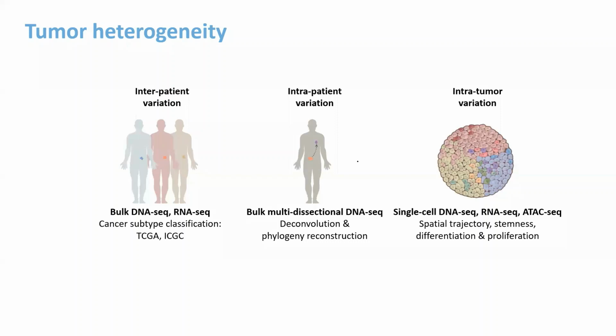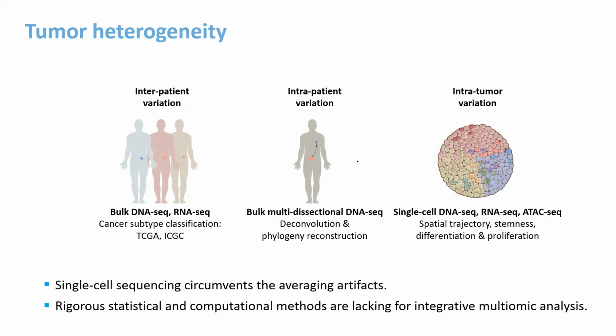Okay. So the bulk tissue sequencing, we pool millions of cells together, and then literally we just read out a mean or an average from this readout. The single cell sequencing, on the other hand, really has the cellular level readout and it circumvents the averaging artifacts. But on the other hand, while this really offers unprecedented opportunities, rigorous statistical methods and scalable computational algorithms are lacking for the integrative multiomic analysis.